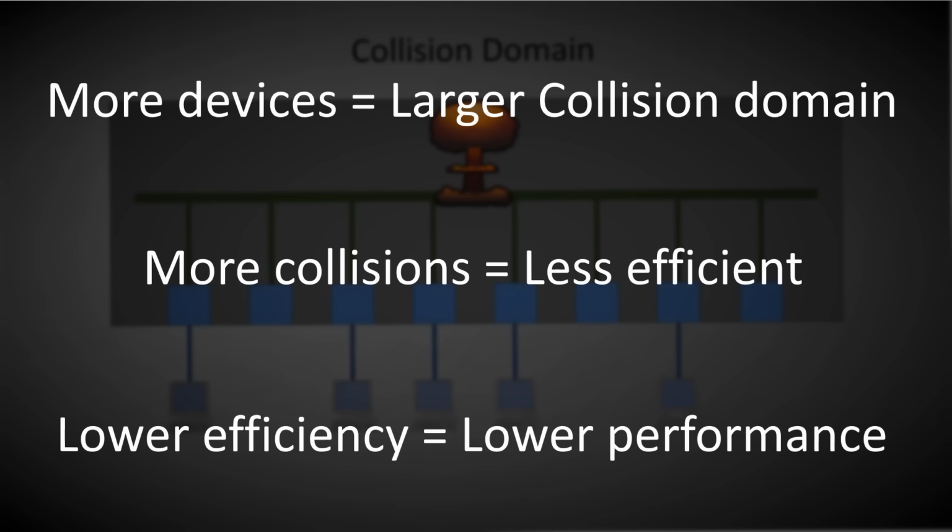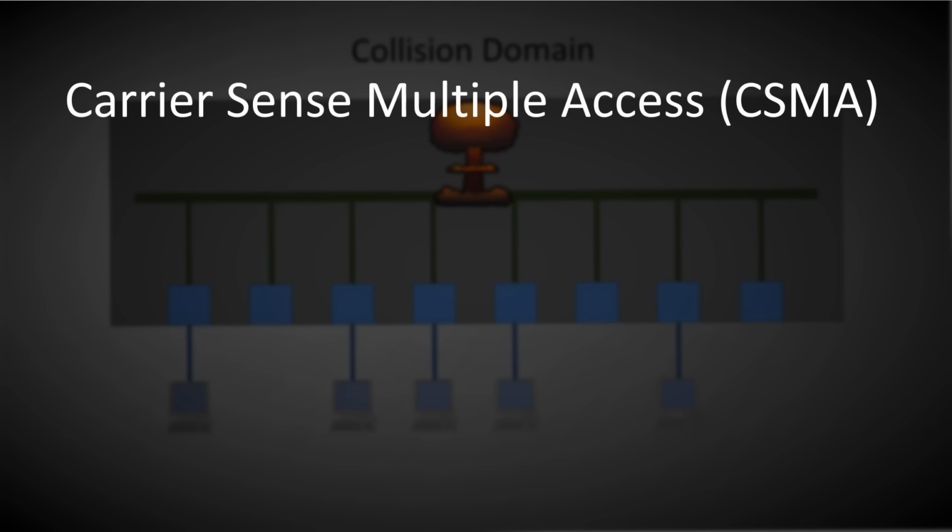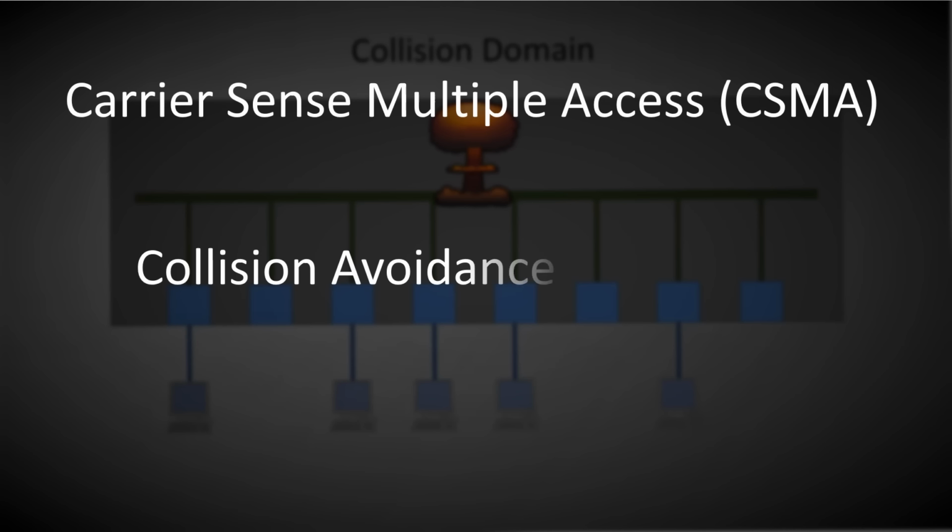Sadly, in a network like this, we can't just eliminate collisions. But Ethernet, being very clever as it is, can minimize them. And to do this, it uses an algorithm, or maybe a protocol, called Carrier Sense Multiple Access, or CSMA. There are two parts to this. First, collision avoidance. It attempts to determine when the network is idle, and it will only transmit then. This helps to avoid a lot of collisions before they even happen.